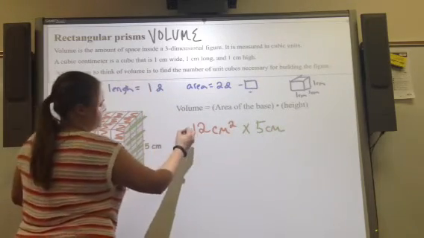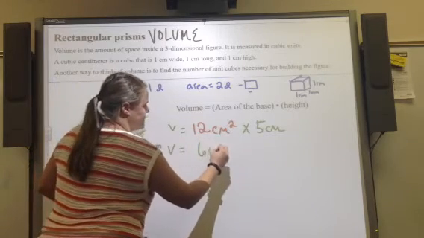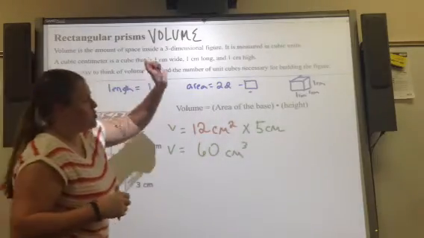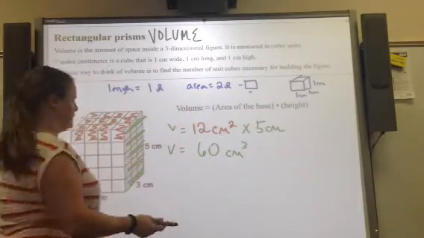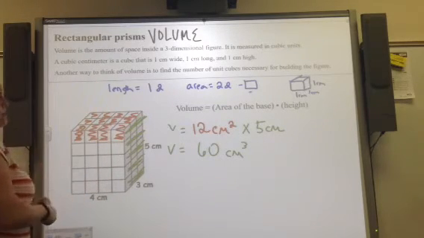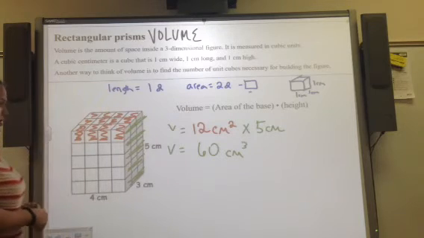And when we multiply that all together, we get a volume of 60 centimeters cubed. Because again, we have 3 dimensions. It is a cubic unit. So there are 60 cubes in the volume of this figure. So again, looking at each cubic layer.